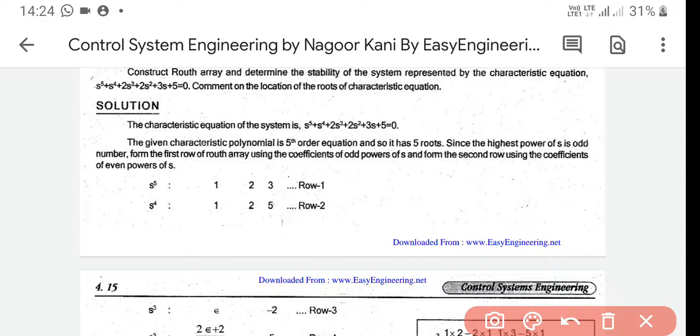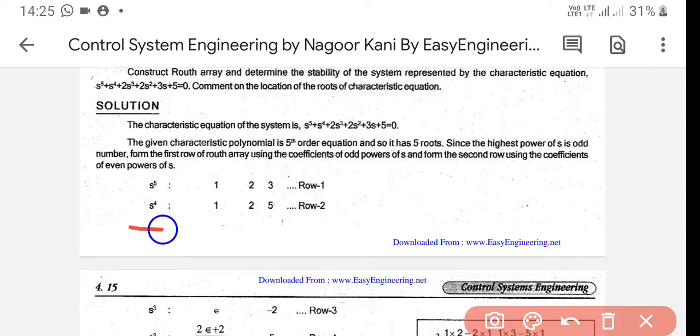Okay, so what are the s^5 coefficients now? In the given characteristic equation, what are the odd powers? s^5, s^3 and s are the odd powers. So what are the coefficients of odd powers? 1, 2 and 3. The s^5 coefficient is 1, the s^3 coefficient is 2 and the s coefficient is 3. So the first row coefficients are 1, 2 and 3.